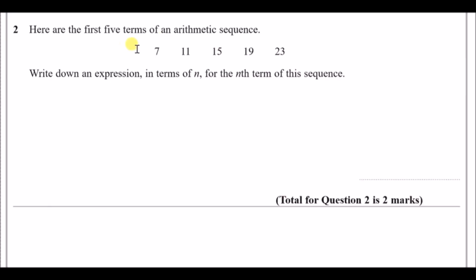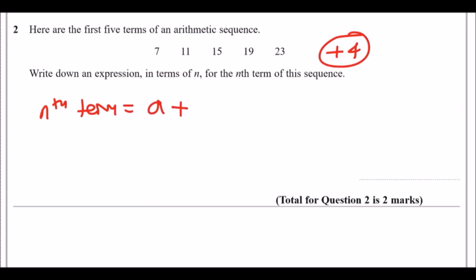Alright, number 2. Here are the first 5 terms of an arithmetic sequence: 7, 11, 15, and so on. We can see they're going up in 4s, so plus 4. Write down an expression in terms of n for the nth term of the sequence. The nth term formula is very straightforward. You could memorize it by one or two methods, and I'm going to use the formula method. The formula is always the first term, a, plus n minus 1 times d, d being the difference.